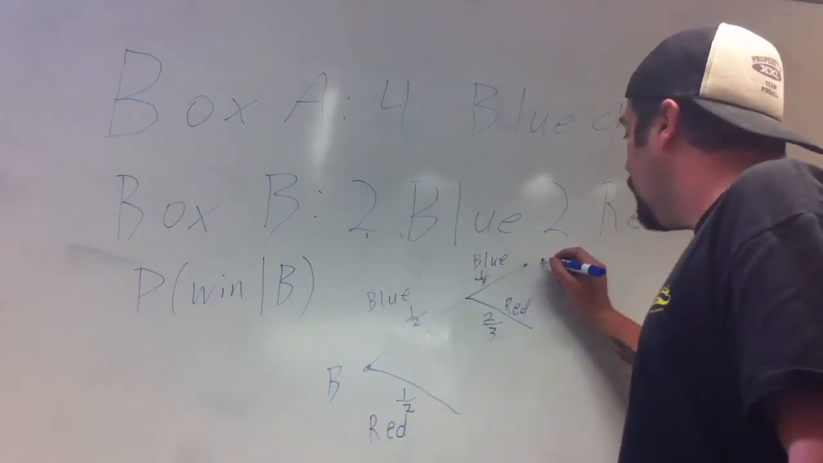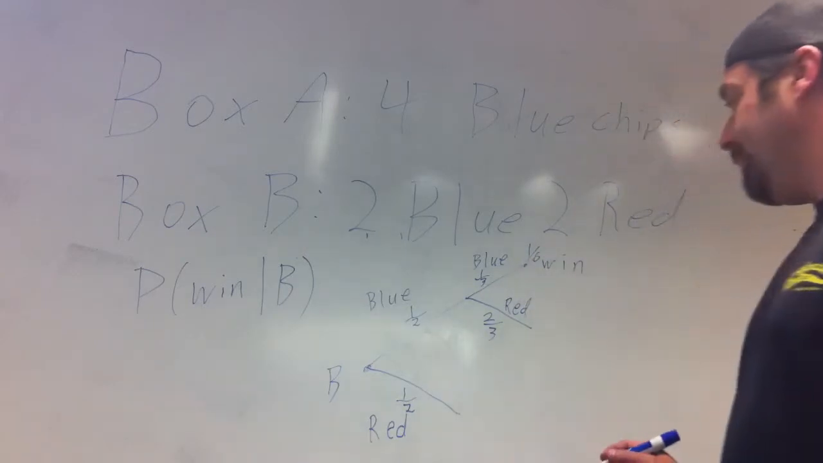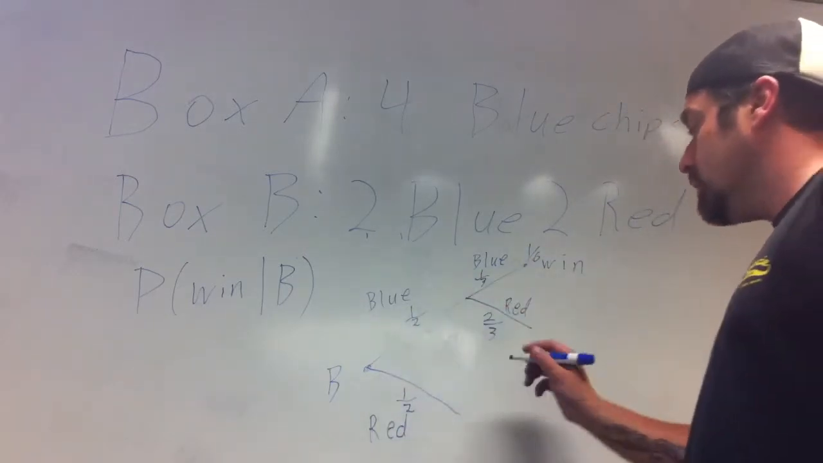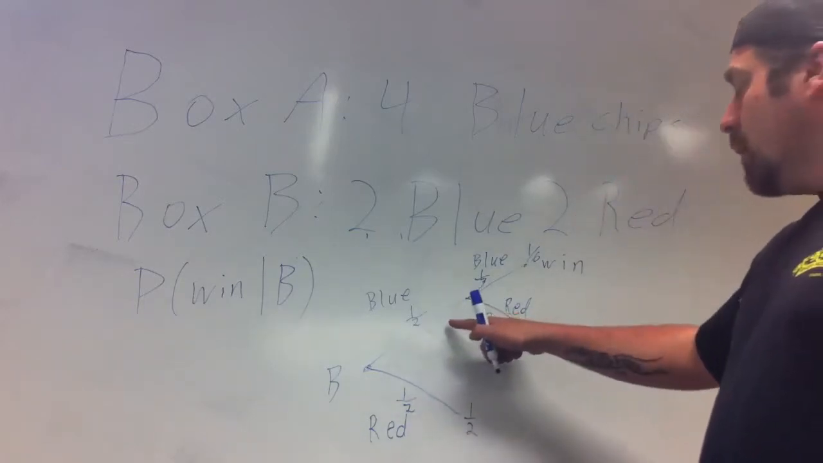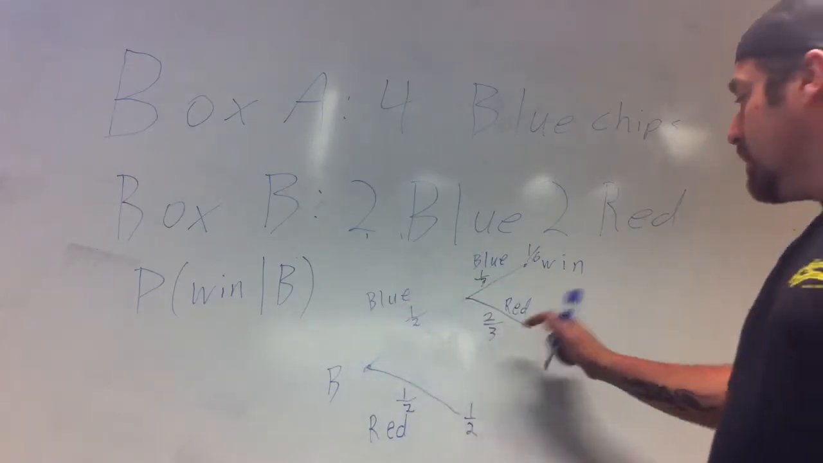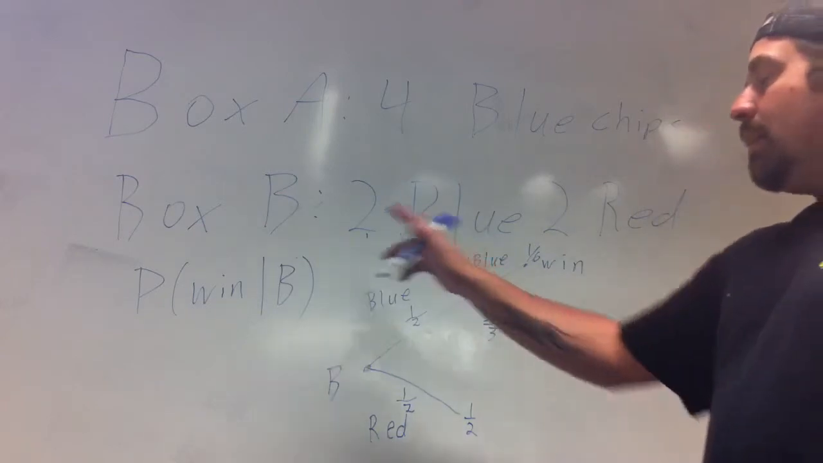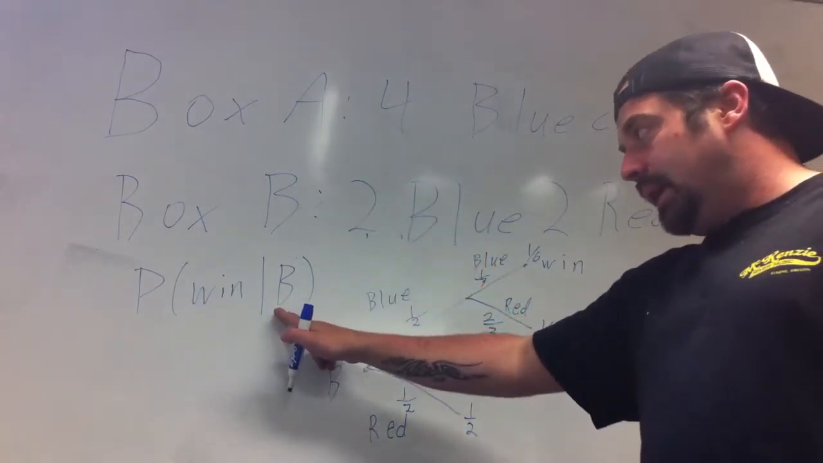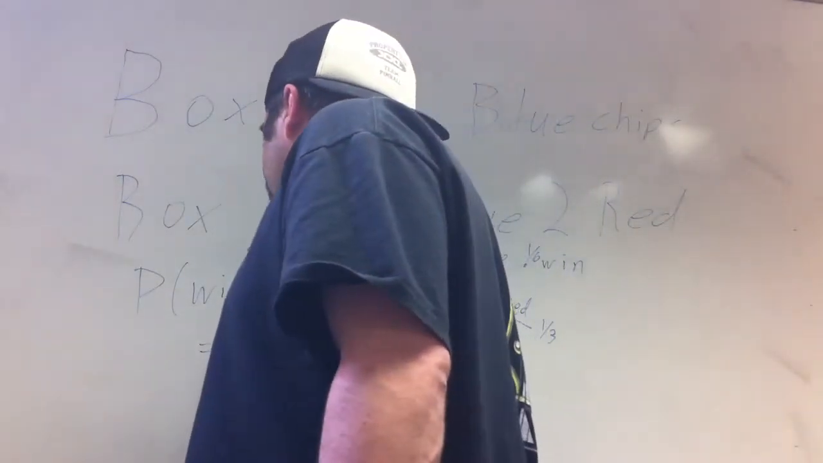So there's only one way to win this game, and you're only going to do it 1/6 of the time. There's 2 ways to lose the game. You start with a red, and that happens 1/2 the time. Or you start with a blue and then get a red, and that happens 1/2 times 2/3 of the time, so that happens 1/3 of the time. So the probability that given box B that you're going to win is equal to 1/6.